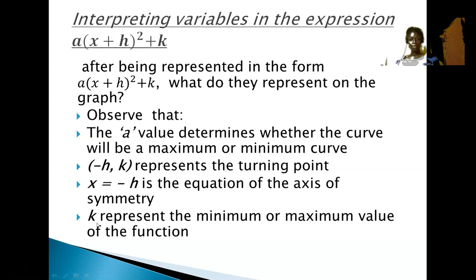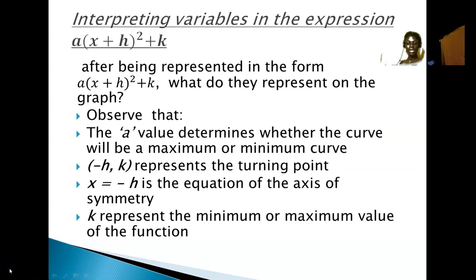For a time we have been looking at completing the square, and now today we'll be looking at interpreting variables in the expression. So we're looking at expressions in the form a(x + h)² + k. After we have represented a function in the form, each part of that form actually represents something on the graph.